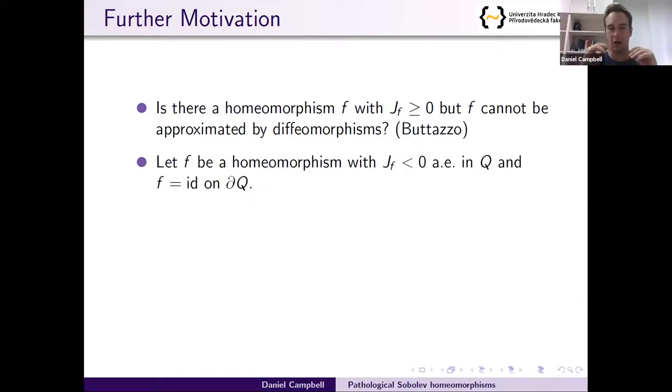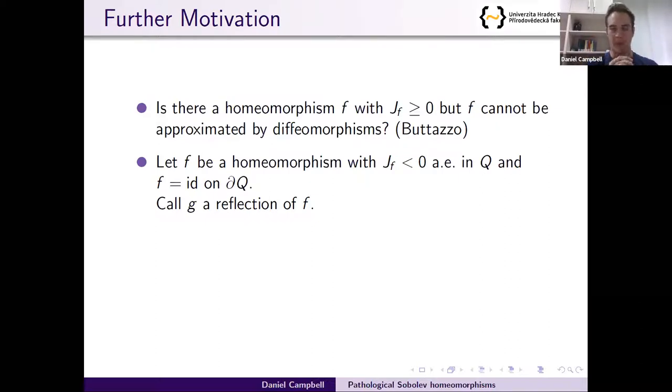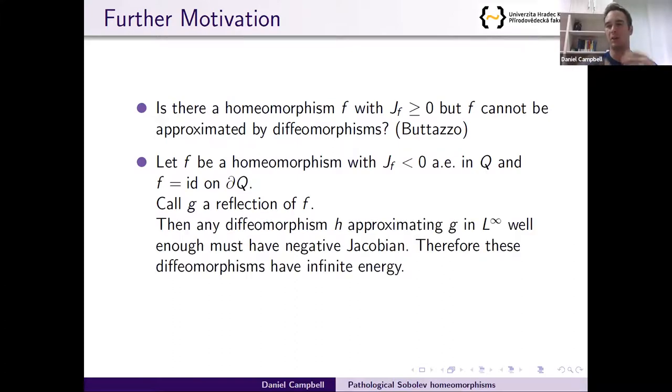Imagine that you've got a homeomorphism f with negative Jacobian almost everywhere, equal to the identity on the boundary. Then you take a reflection of f, let's call it g. Now g on the boundary is equal to a reflection of the identity. The degree of the mapping g has to be minus one. So the degree of any diffeomorphism close to g on the boundary also has to be minus one. So its Jacobian is going to be negative, right?